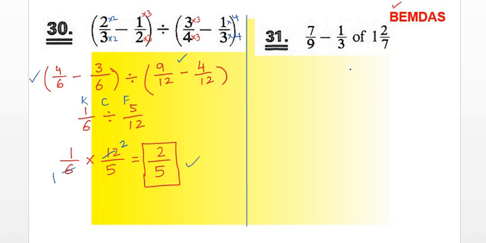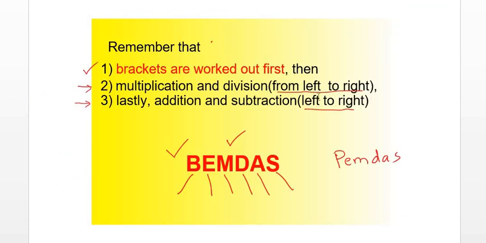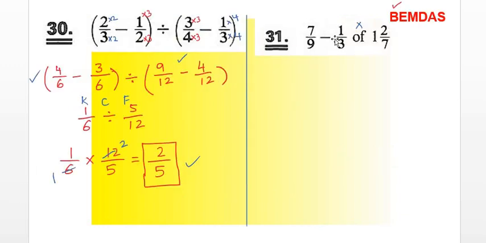Now in question number 31, again I want you to pause the video and solve it on your own, but let me quickly explain it to you. What is the meaning of off? Off means multiply. Now we have two operations here, one is subtraction and one is multiplication. Mostly the students think that the teacher said always go from left to right, so they subtract first and then they multiply.